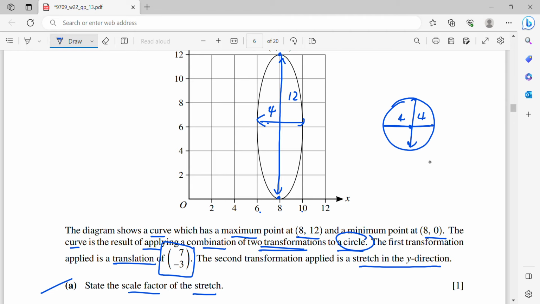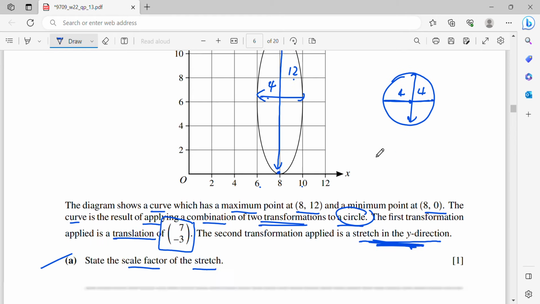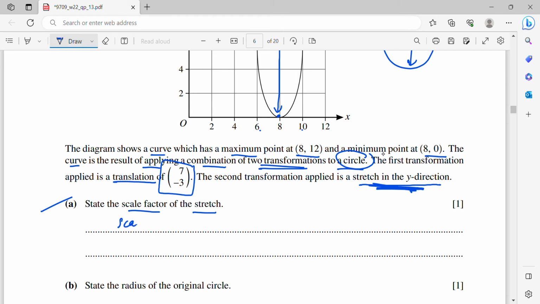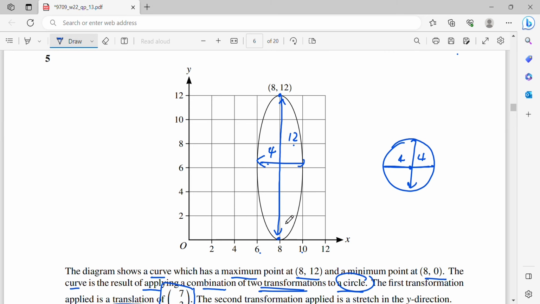But now your y distance, the vertical distance, has been changed to 12. The horizontal distance has no change because it is a stretch in the y direction. That means I know that the scale factor is actually 12 over 4, which is 3. Okay, because it's a triple of the horizontal length.